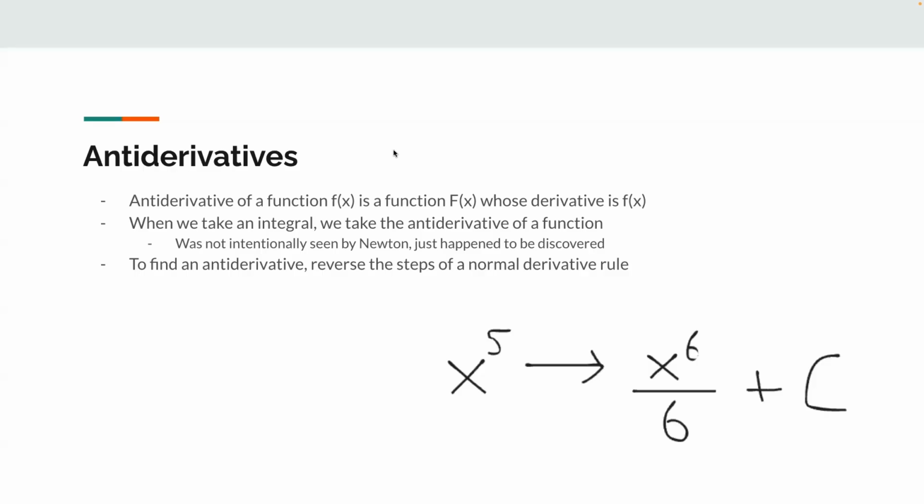And we always add a constant c, because remember, when you take the derivative of a constant like 5, it just turns to 0. So that's why we can't really know what it is. Well, later we'll find out how to solve for it. But for right now, we just add c to the end any time we take an antiderivative.